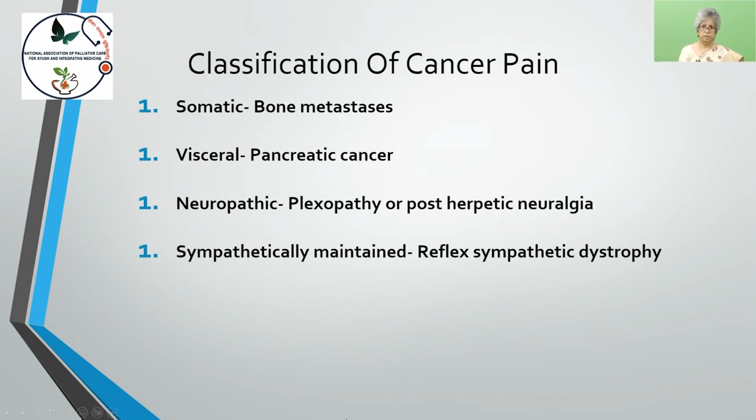Cancer pain can again be classified into somatic pain, that is because of bone metastasis; visceral pain, when it is in any of the organs like pancreas or liver, then the patient can experience severe pain in the abdomen, that is visceral pain; neuropathic pain, when the cancer or any inflammation is pressing on the nerves or nervous tissue in the body, it can give pain; and sympathetically mediated pain, that is reflex sympathetic dystrophy, when the cancer or any tissue involves the sympathetic nervous system, it can cause a different type of pain which is called sympathetic pain.